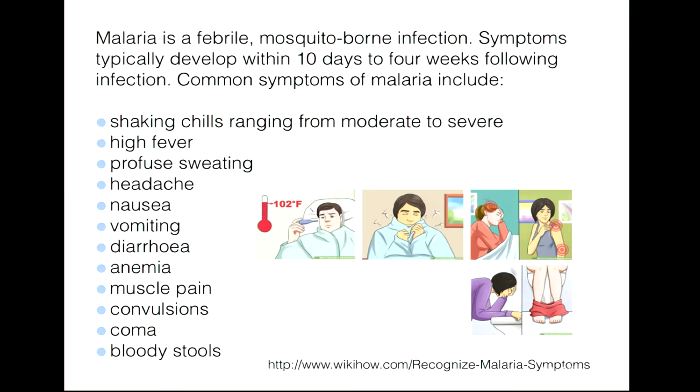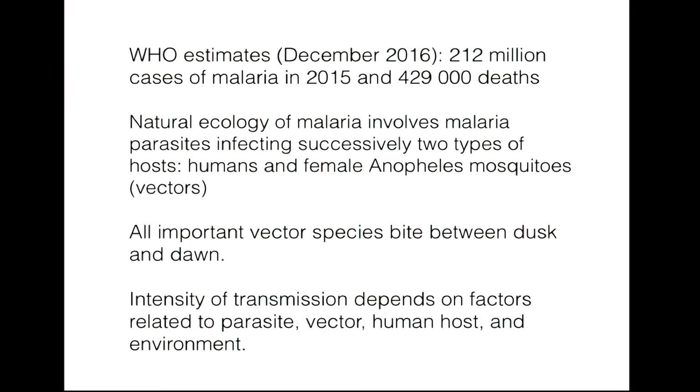There's a high fever, profuse sweating, headache, nausea, vomiting, diarrhea, anemia, muscle pain, convulsions, coma, bloody stools, etc., etc. But the canonical symptoms are really the bad headache, the sweating, the high fever, and the shaking chills. The WHO's most recent estimates, from December 2016, counted 212 million cases of malaria in 2015 and 429,000 deaths. These are large numbers.